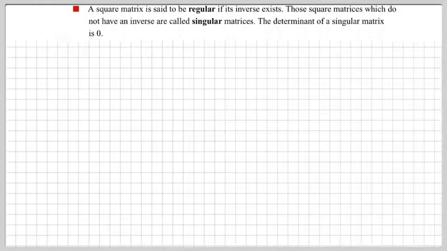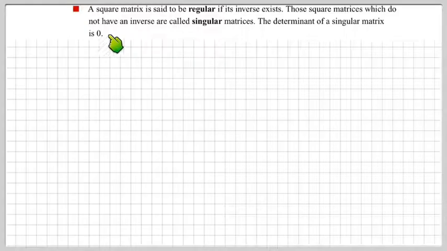Right, what's this? A square matrix is said to be regular. Now, this is important. A square matrix is said to be regular if its inverse exists. Those square matrices which do not have an inverse are called singular matrices, and the determinant of a singular matrix is 0. So why don't they have inverses?